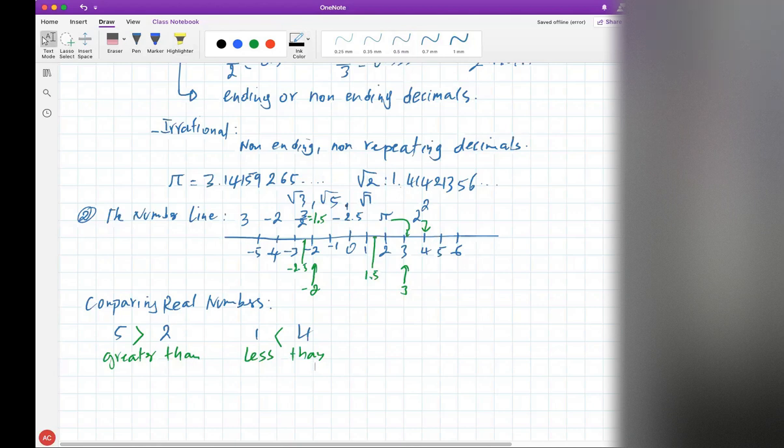The numbers on the right are always higher than the numbers on the left. So if a number is on the right, it's automatically higher than any number on the left. That's how you should compare negative numbers. Let me give you a couple of examples from here.